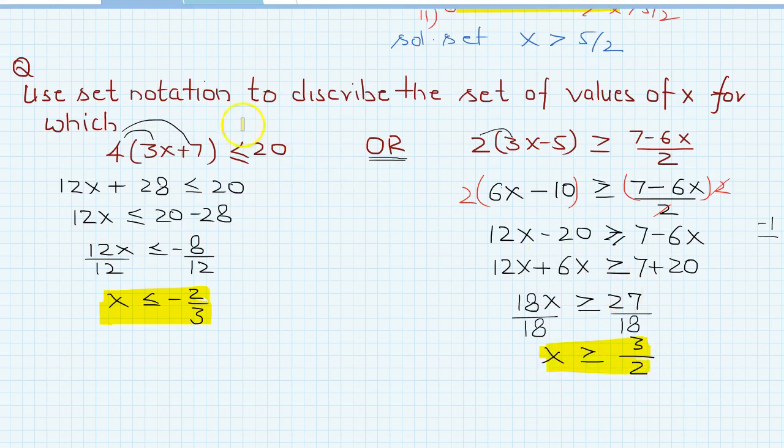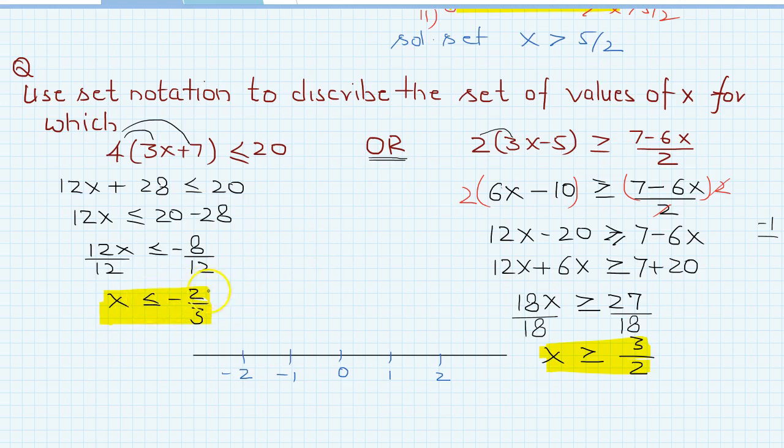Now let's draw it on a number line. So what we have is, let's have this number line, and let's have -2 over 3 and this 3 over 2. So let's have 0, 1, 2 and this is -1 and say this is -2. So let's draw the first inequality.